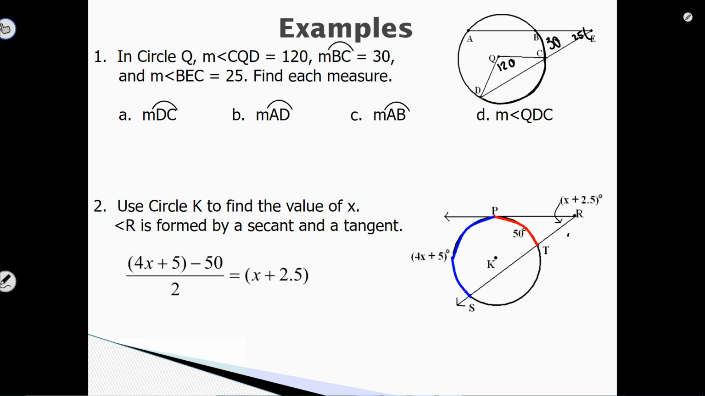So what should it be? Not 240. This angle is not on the edge of the circle, is it? This is 120 right here. The measure of the central angle and the measure of the arc should be what? The same.